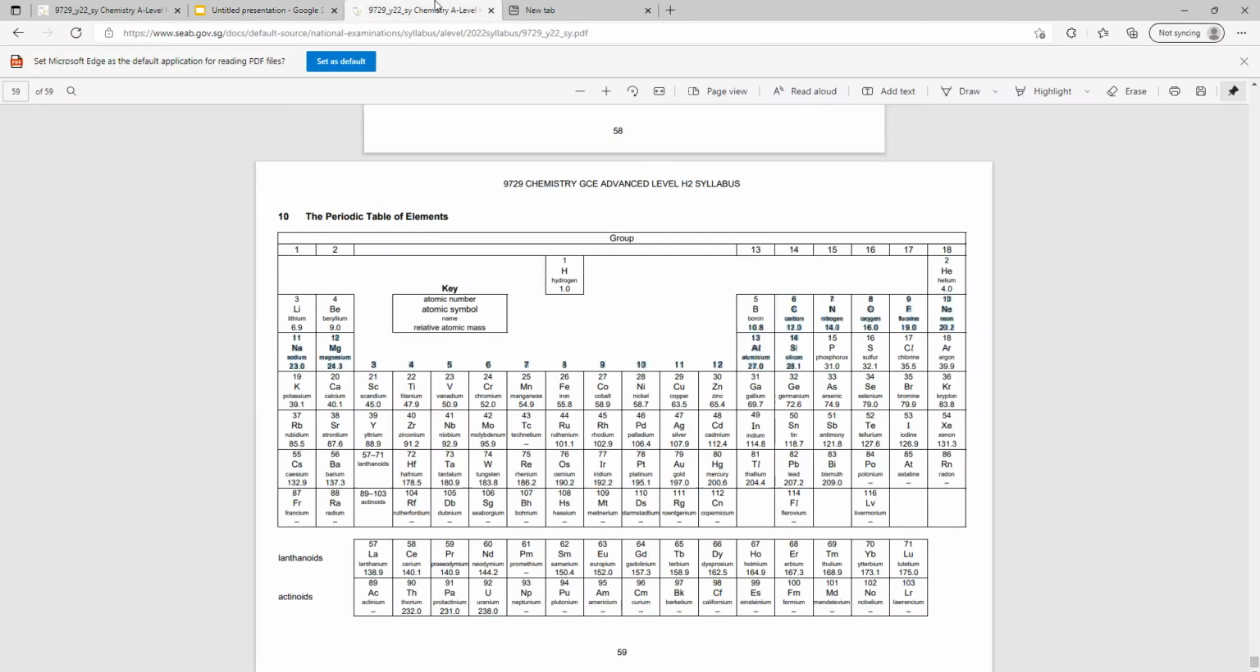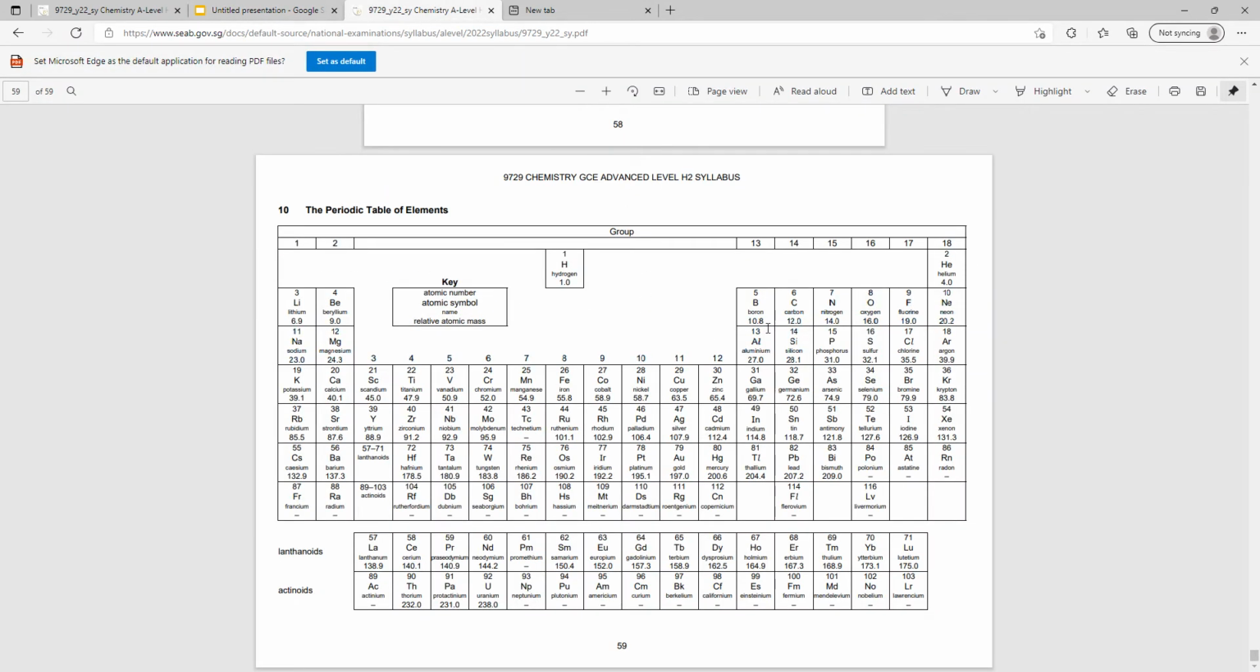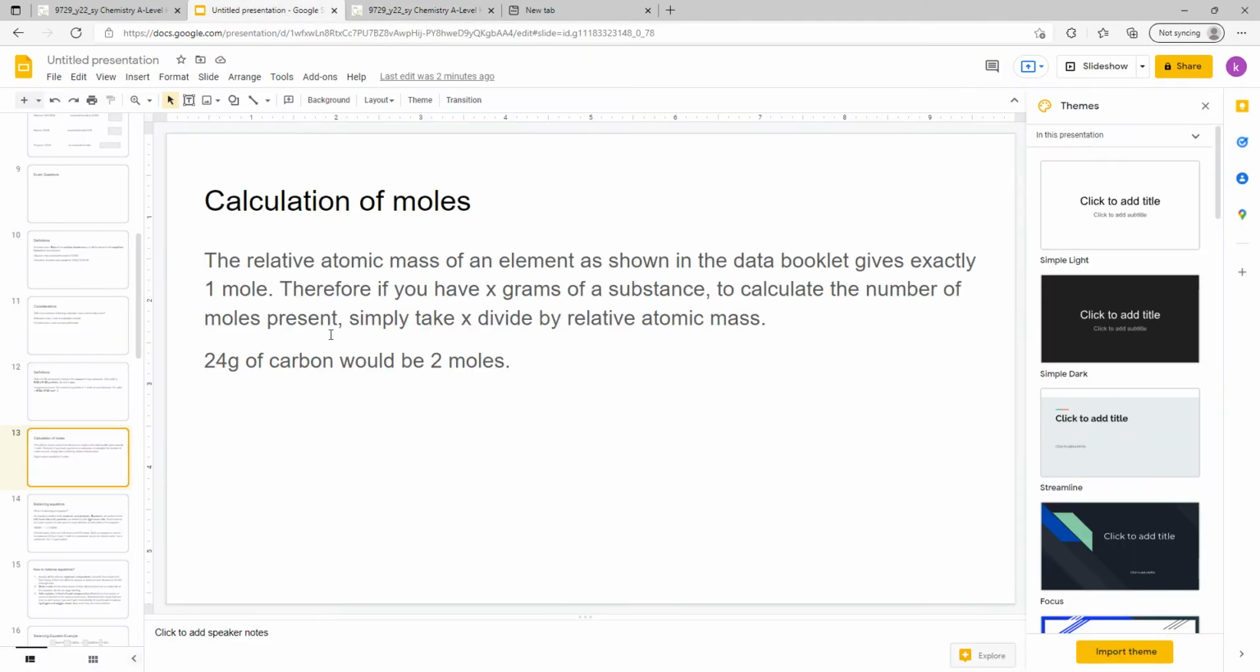So for example, if I have 24 grams of carbon, and I know that the relative atomic mass of carbon is 12, 24 divided by 12 is 2, so I have 2 moles of carbon.